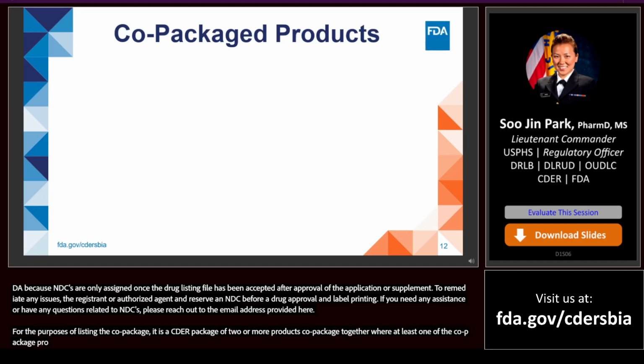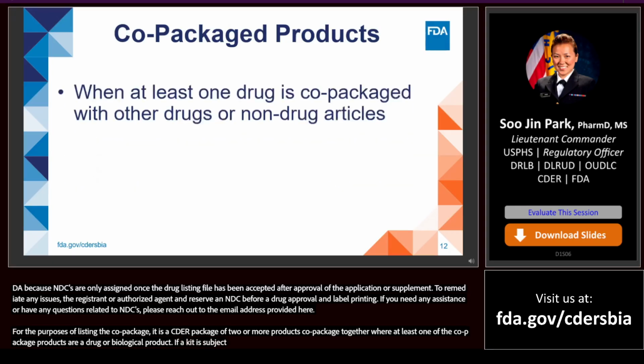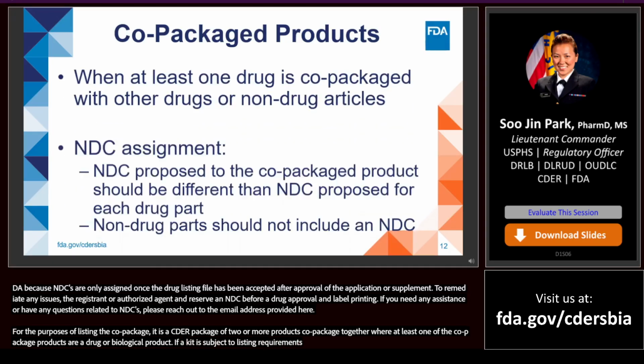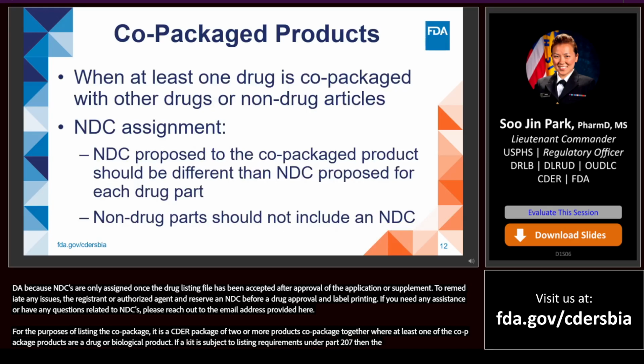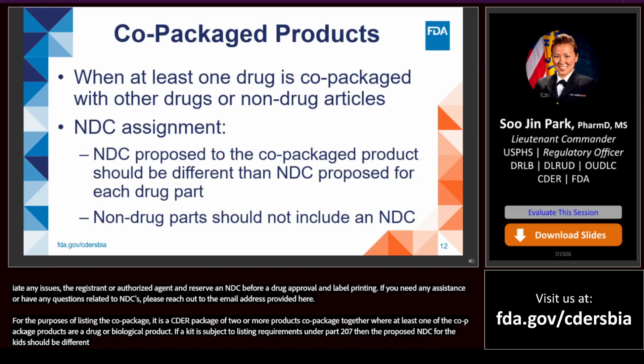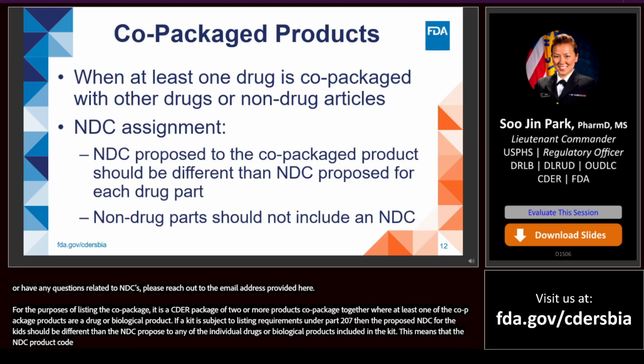If a kit is subject to drug listing requirements under Part 207, then the proposed NDC for the kit should be different than the NDC proposed to any of the individual drugs or biological products included in the kit. This means that the NDC product code for the kit should be different from the NDC product code or codes for each drug or biological product co-packaged within the kit.